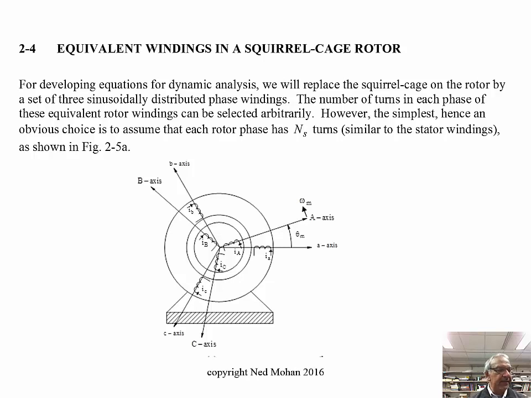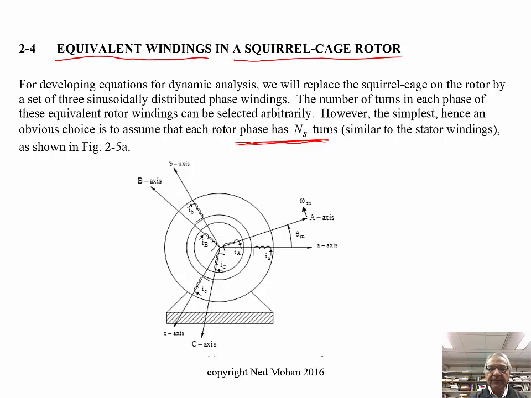So we know that most induction machines have a squirrel cage rotor, but for the analysis that we want to perform, we will represent this squirrel cage rotor by equivalent windings, and it's most convenient to think of them as three-phase windings, as shown here. It's arbitrary as to the number of turns per phase for this rotor, but I think the most convenient is to assume that the rotor has the same number of turns as the stator, n sub s turns per phase as in the stator circuit. Okay, so that's what is shown here.